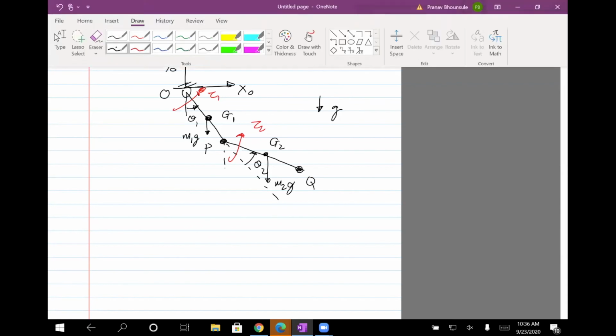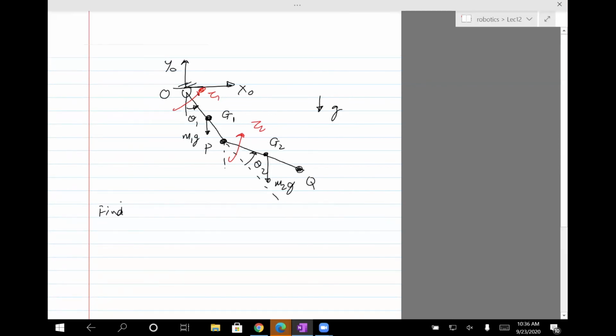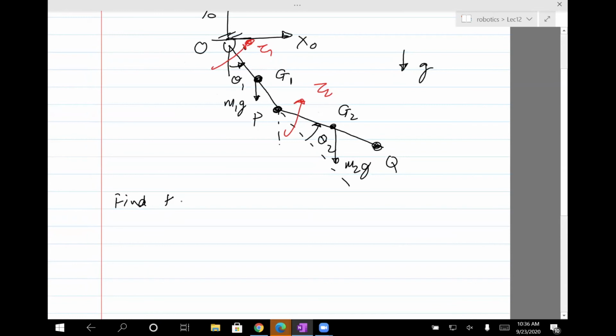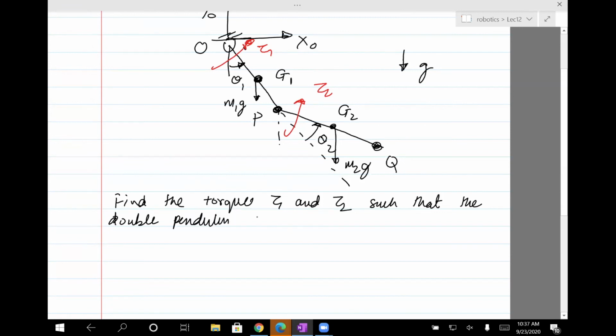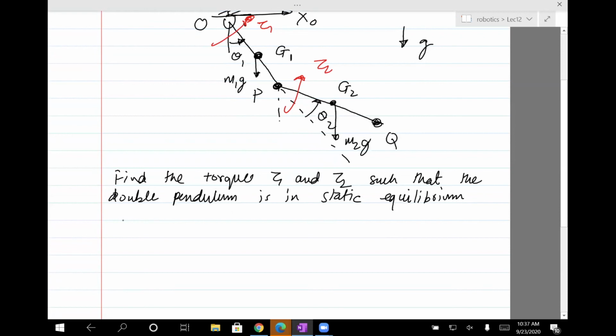So the question is, find the torques tau 1 and tau 2 such that the double pendulum is in static equilibrium. Okay, so this is where we can find the torque.